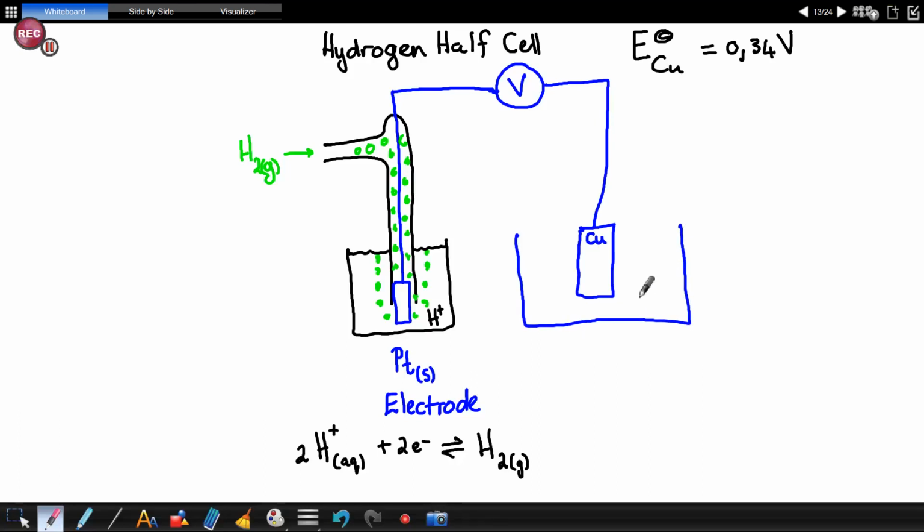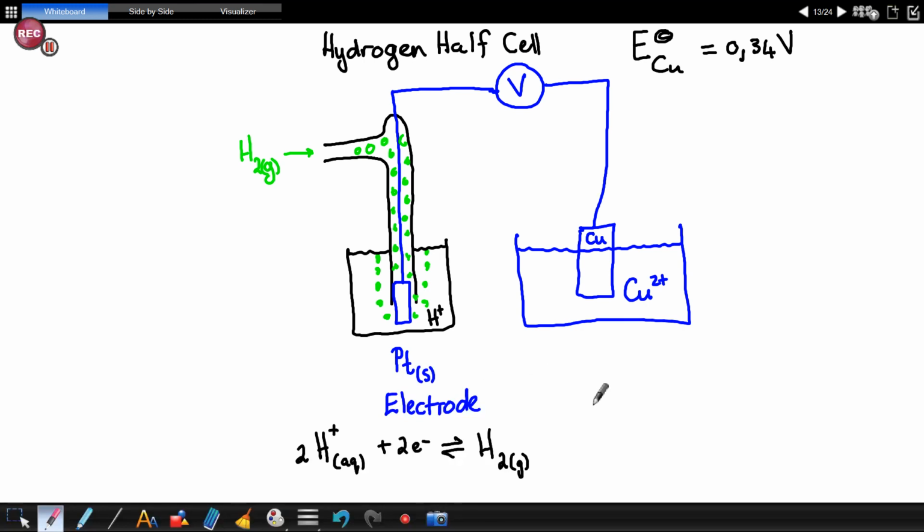An electrolyte that contains copper 2+ ions. In your half cells, the possible reaction taking place at the platinum electrode could be 2 hydrogen ions taking 2 electrons and forming hydrogen gas, or hydrogen gas breaking up to form 2 hydrogen ions and 2 electrons. Those are the 2 possible reactions that can take place in the hydrogen half cell.